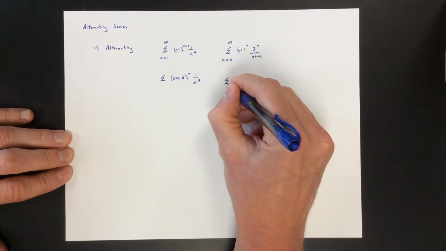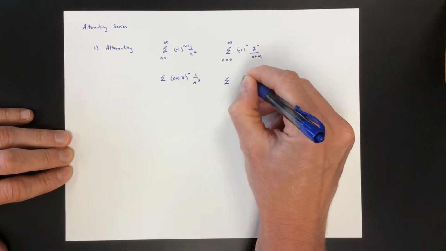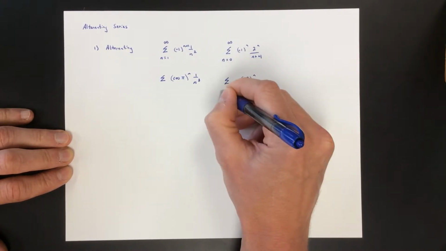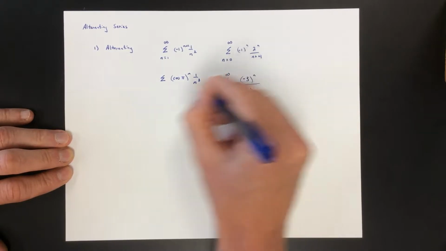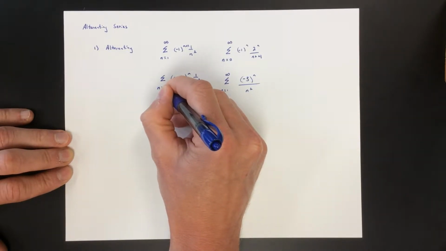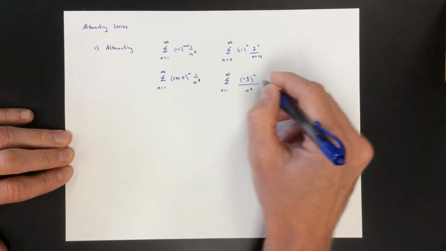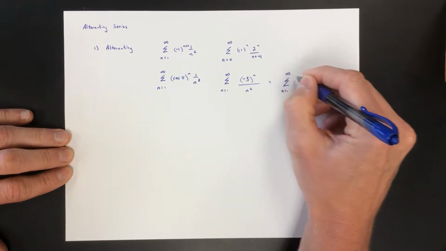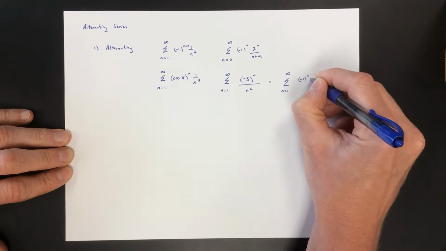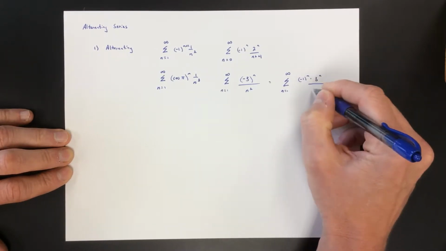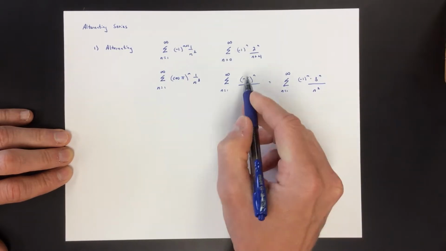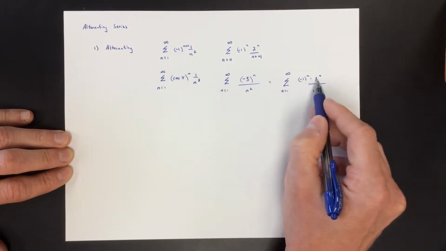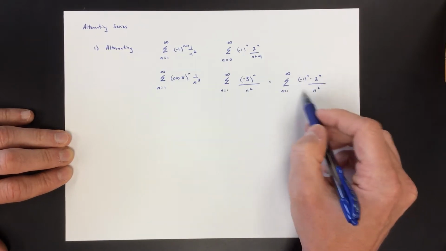How about something like this? How about (-3)^n over n squared? You want to remind yourself, this can start at whatever, 1 to infinity, that this is the same thing as (-1)^n times 3^n all over n squared. (-3)^n is (-1)^n times 3^n, which is this. So this negative here just makes it alternate.